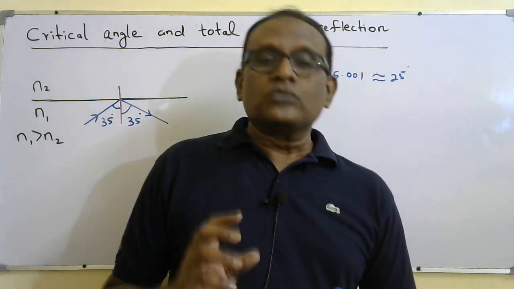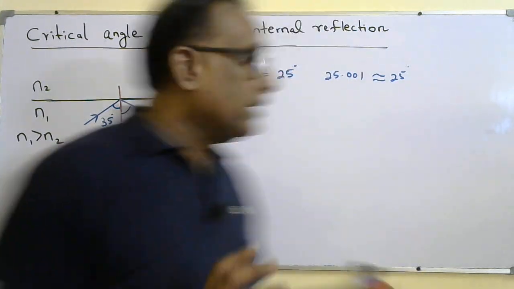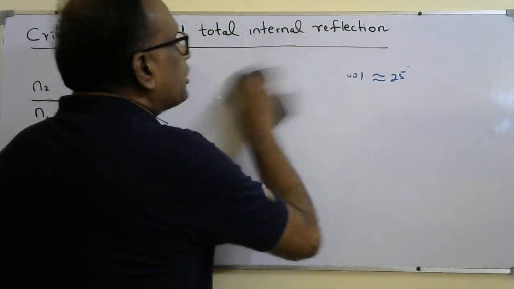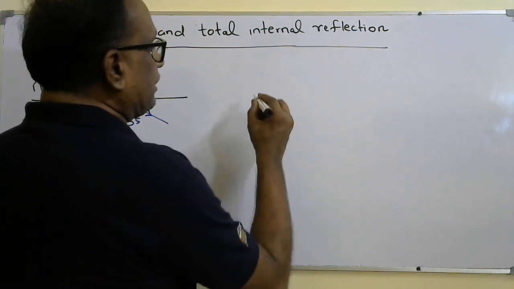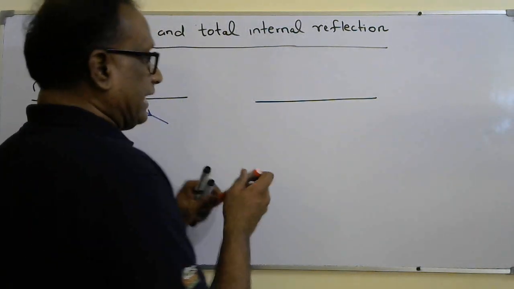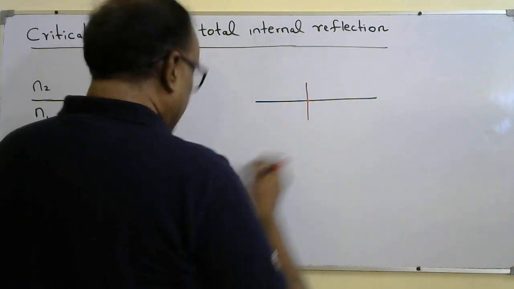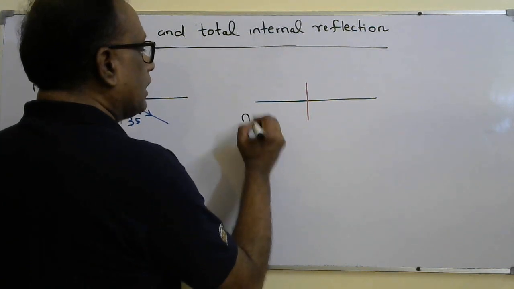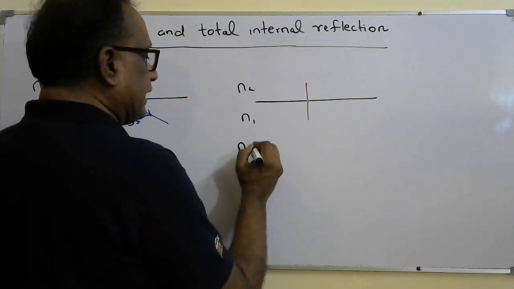So why do we use the word total internal reflection? No light will emerge into the second medium. But other than at the critical angle, during refraction, when the angle of incidence is less than the critical angle, there will be light emerging into the second medium. This is N1, N2, N1 greater than N2.